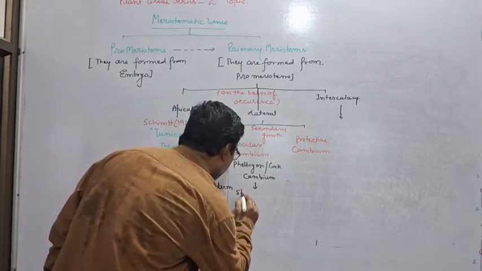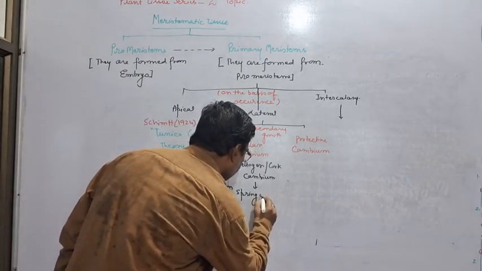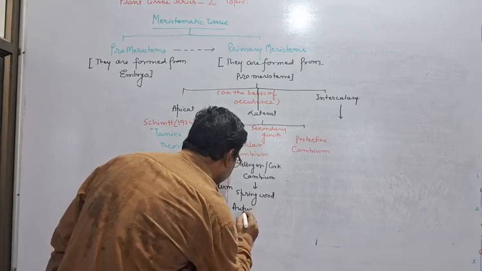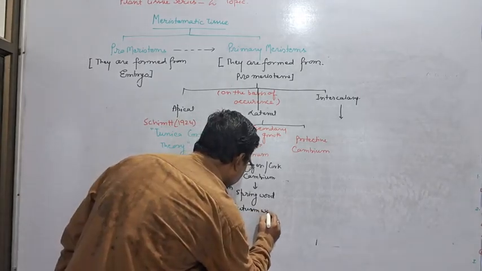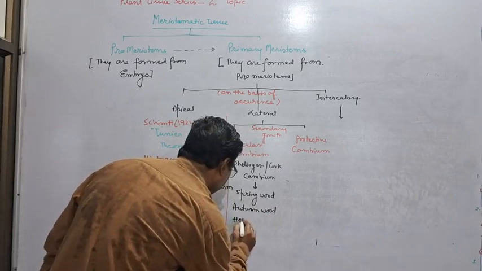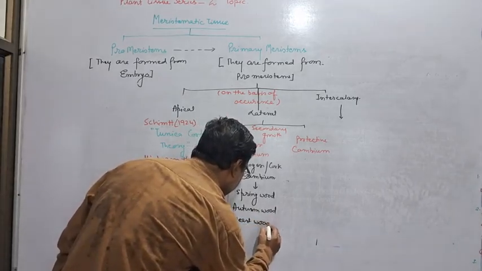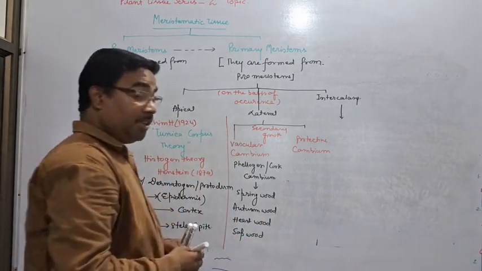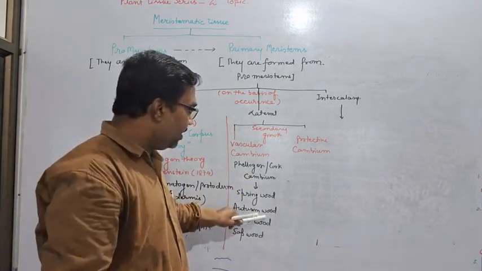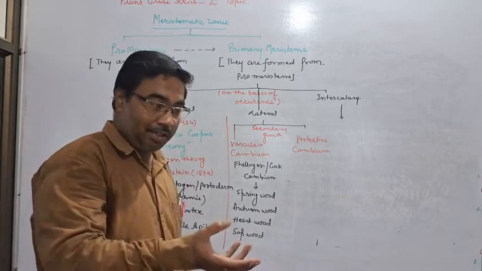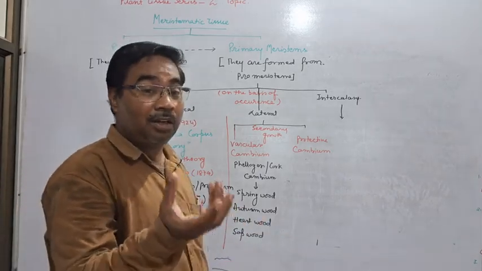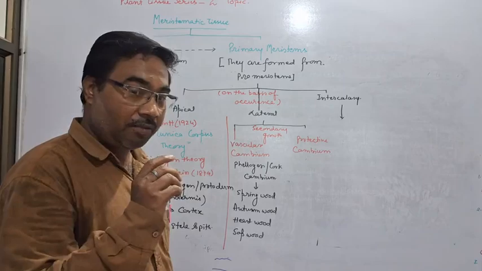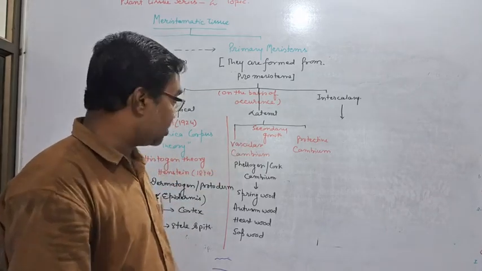Vascular cambium will later form springwood, autumnwood, heartwood and sapwood. You must remember that the word wood, which we generally know as lakdi in Hindi, is actually xylem here, formed with the cambiums.